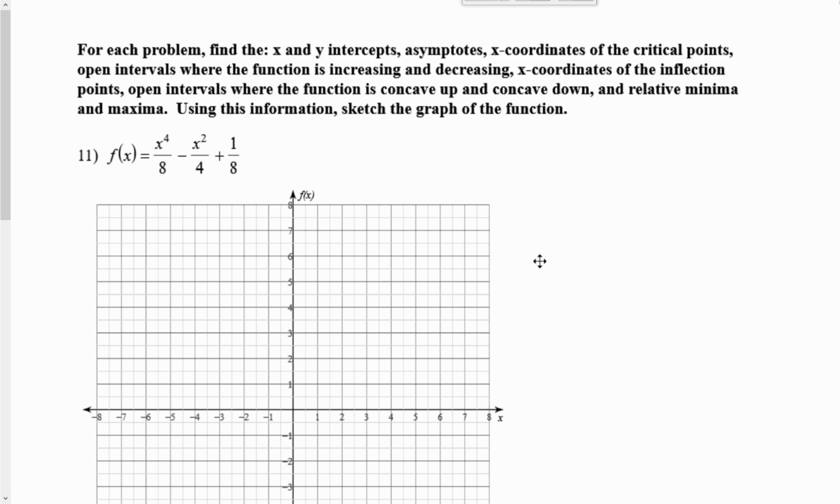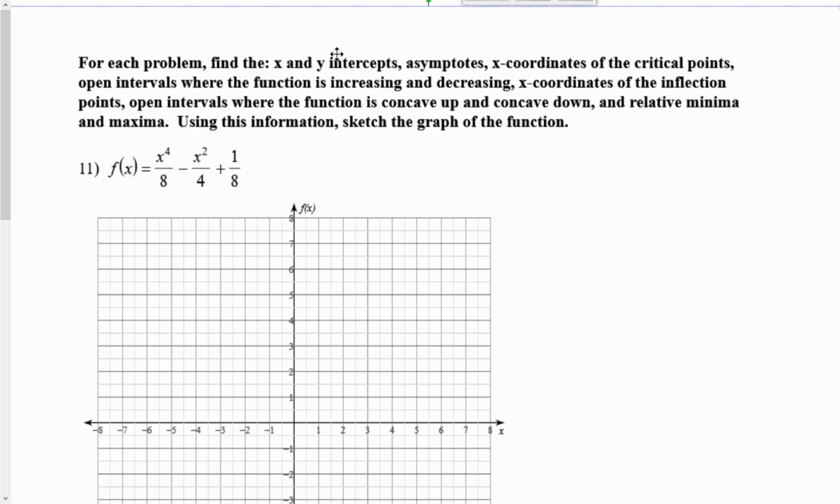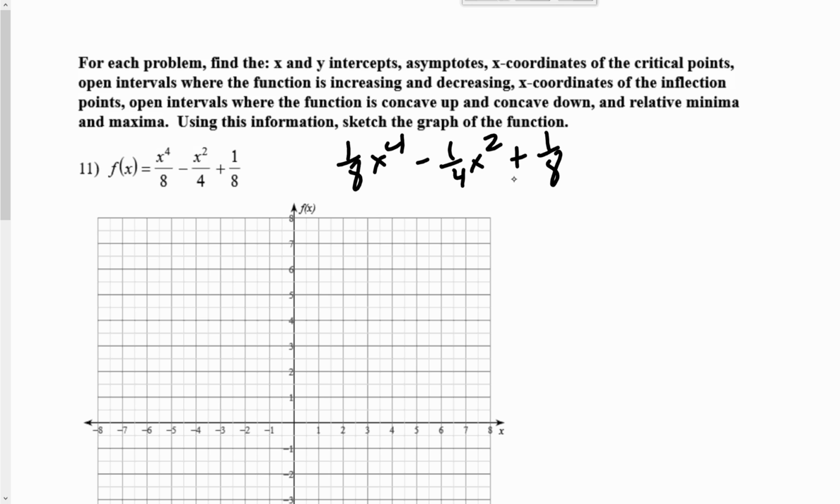Here's a video for graphing polynomials. So this is a polynomial. It's just 1/4 or 1/8 x to the fourth. So I gave myself harder problems. I don't know why. And then plus 1/8. So that really sucks, but that's okay.